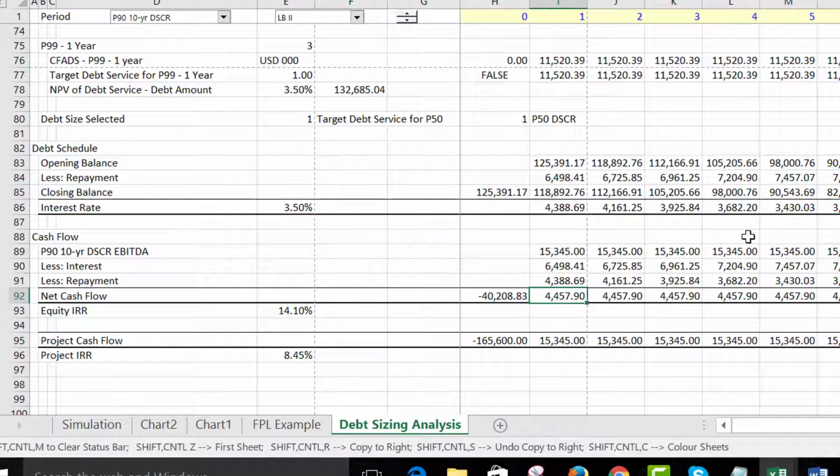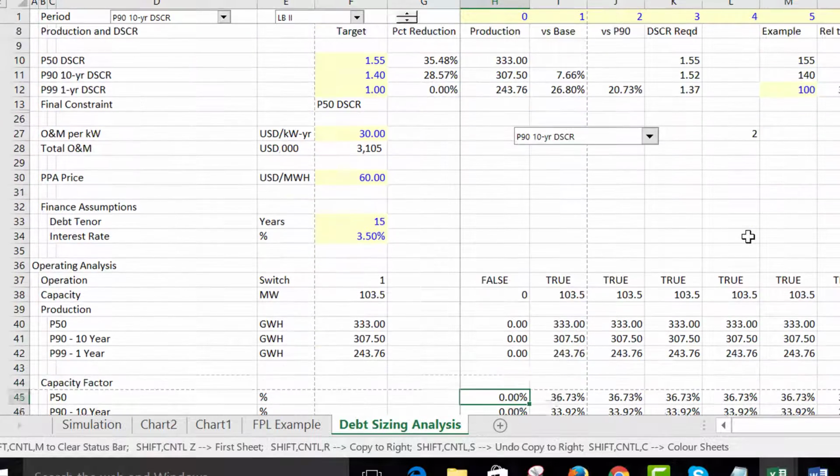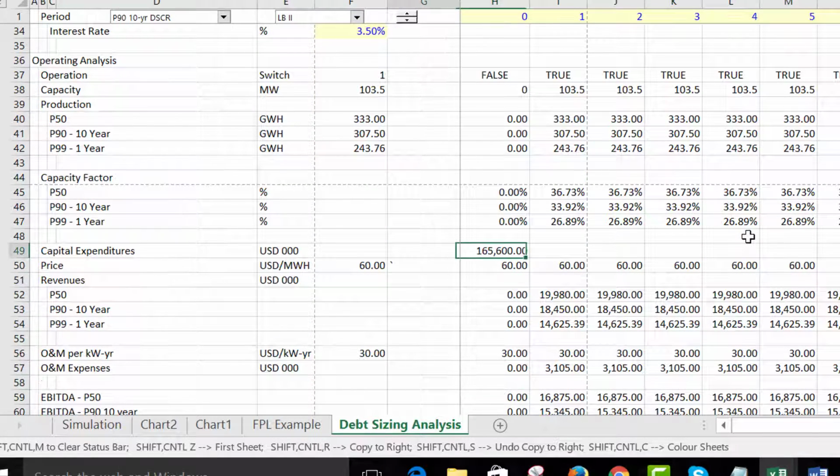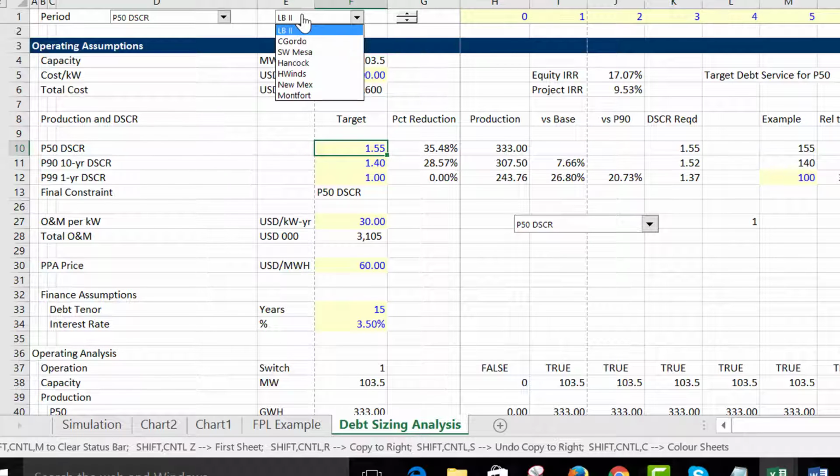This is the project cash flow. This is the equity cash flow. And then we take the amount of expenditures relative to the debt. So with the price here of 60, we can see what happens to the IRR now on the equity. Now, okay, if we got a P50 case, in this case the target debt service was also based on the P50, so everything's from that.